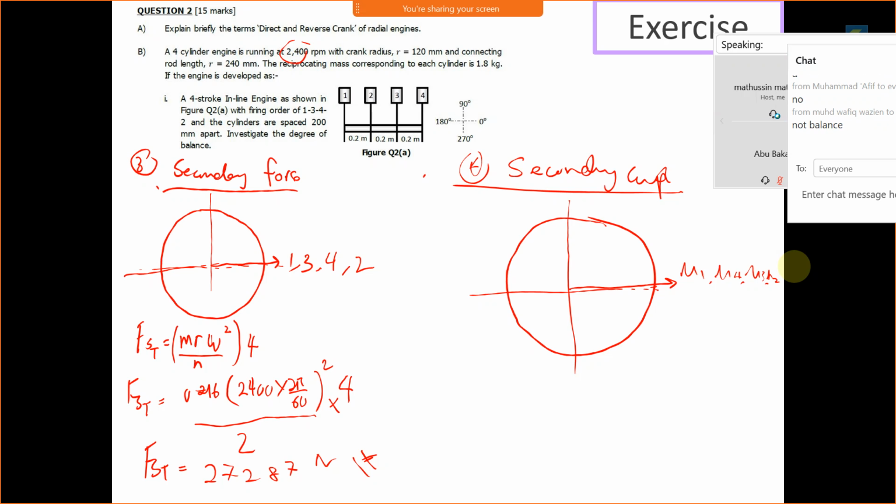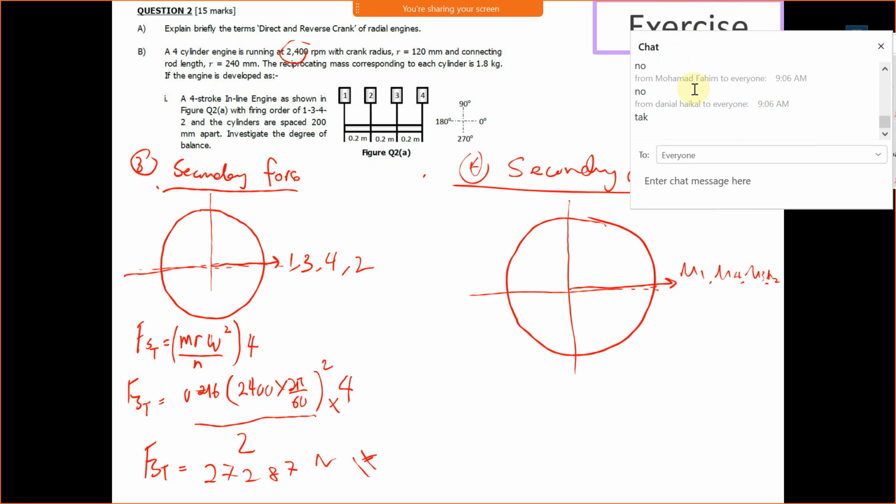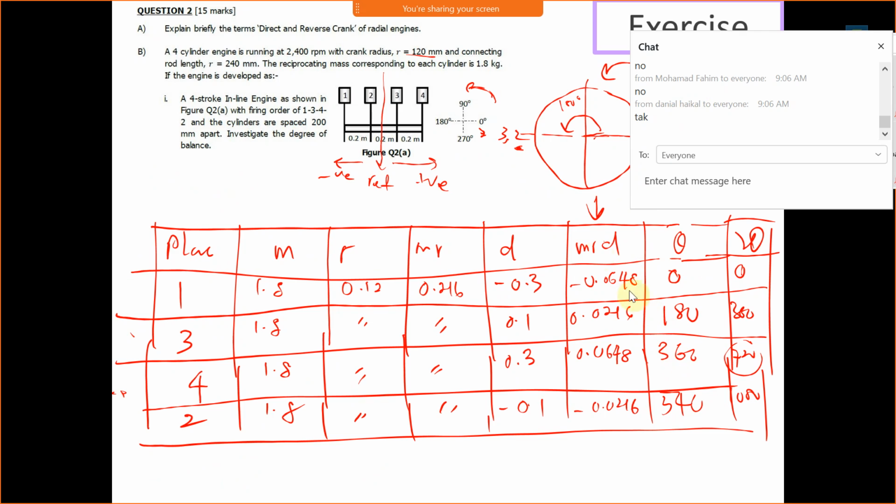So bila kita dekat situ, untuk secondary couple, dia already balance or not? Untuk secondary couple, dah balance ke tak? No, tak balance. Balance. Okay, balance. Kenapa balance? Sebab kedudukan nilai yang kita ada, tengoklah dekat nilai yang setiap plane ni.